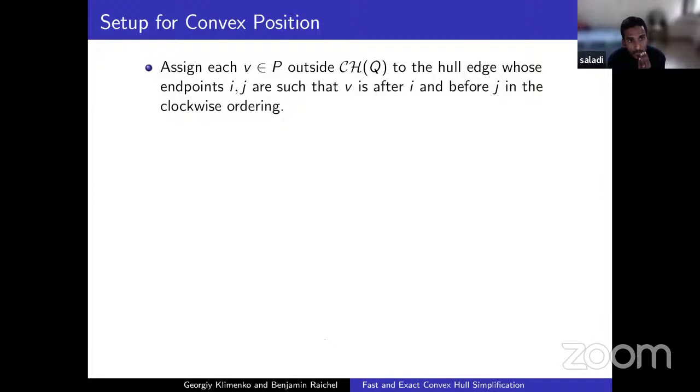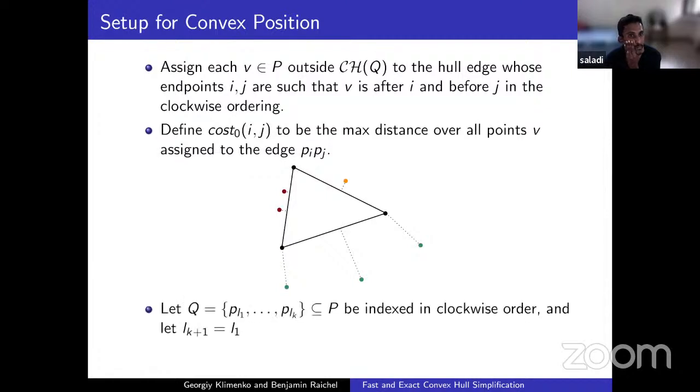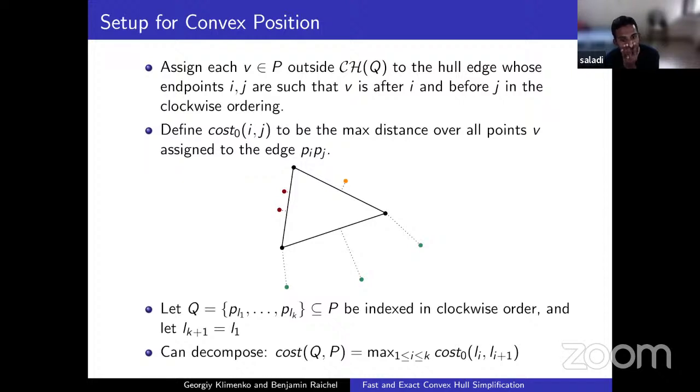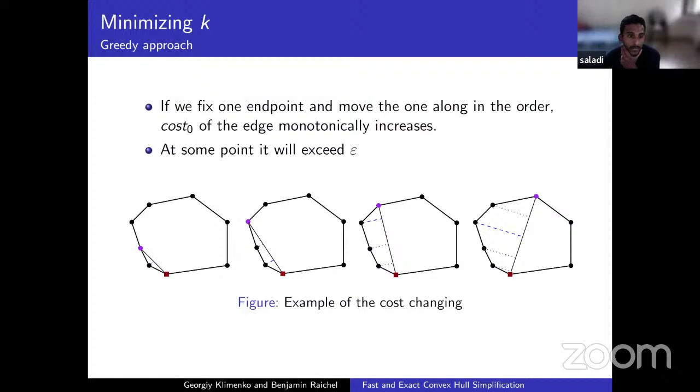Now I want to talk about the intuition for the min-k algorithm for the convex version of the problem. Notice that if we view points as a convex hull, we have a circular ordering of points and we can assign each point that contributes to the cost to some edge based on that ordering. This means that the cost of any hull is the maximum of individual edge costs. Also notice that if we fix any vertex and move another one along the circular order, the cost changes monotonically. So for the min-k version, we can be greedy and go as far as we want as long as the cost does not exceed some given epsilon.